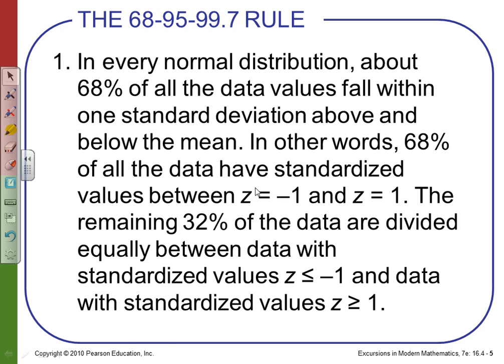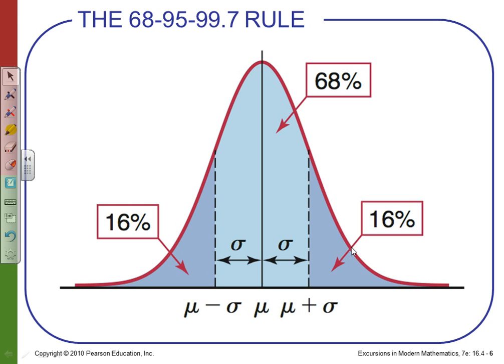So what we do, we say, well, within a z value of plus or minus 1, which is one standard deviation, we're going to have 32% remaining outside, 16% either side of the mean. So 68% is within one standard deviation. Now we've got some pictures. So plus or minus one standard deviation, 68%. What's left over, 16% either side.